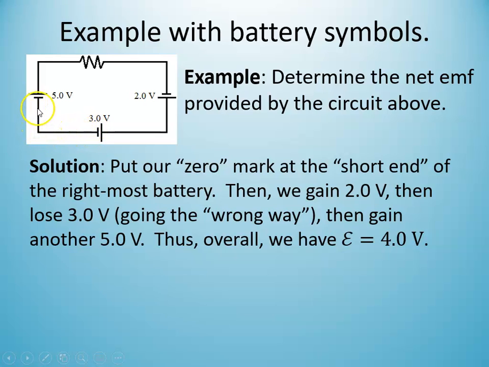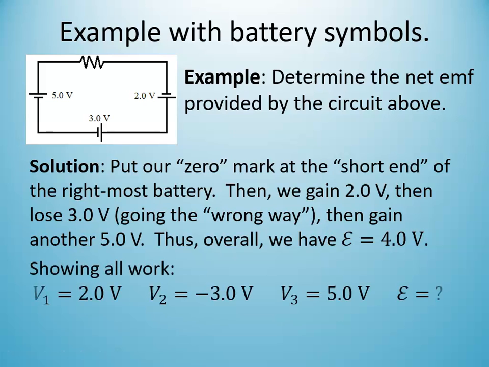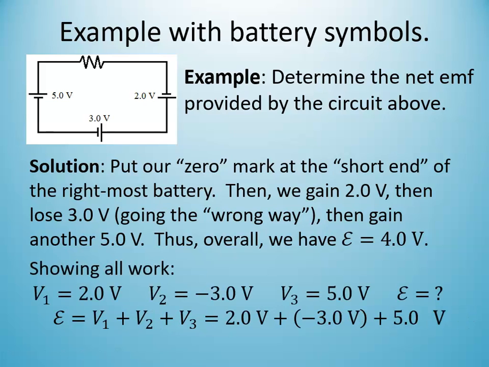And then you come up here, go from negative to positive, so you've gained 5 volts, and negative 1 plus 5 is 4 volts. So yeah, just beware of batteries that are set up the wrong way. So there we go. That's showing all of our work.